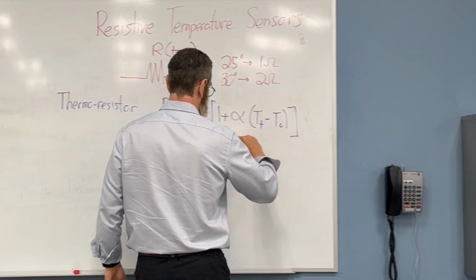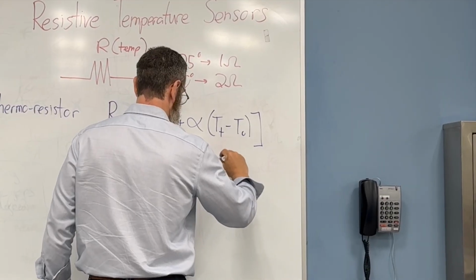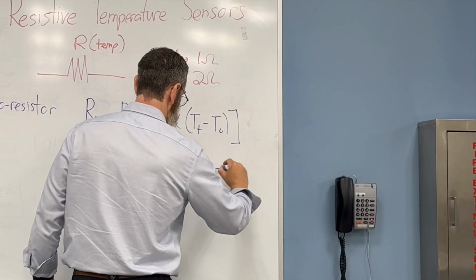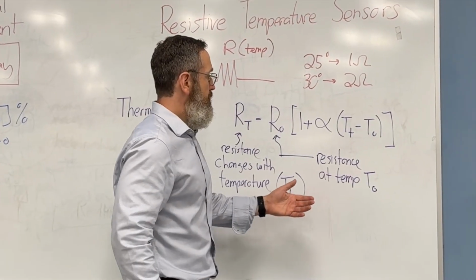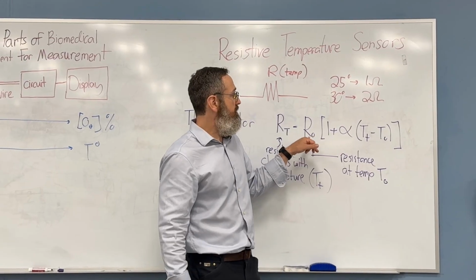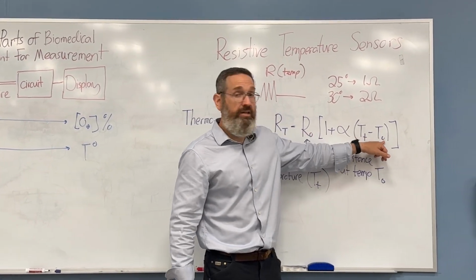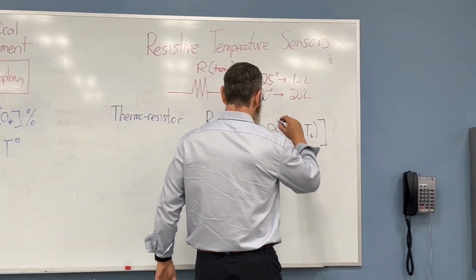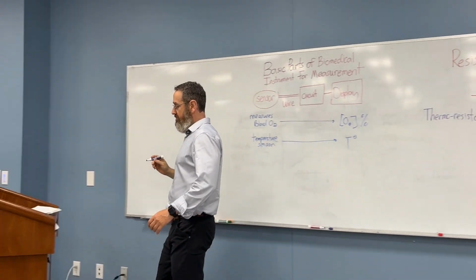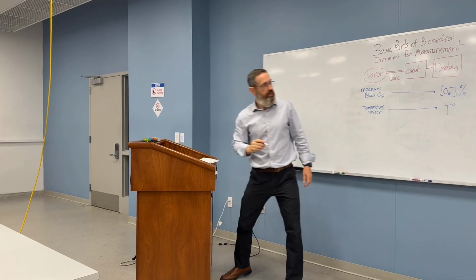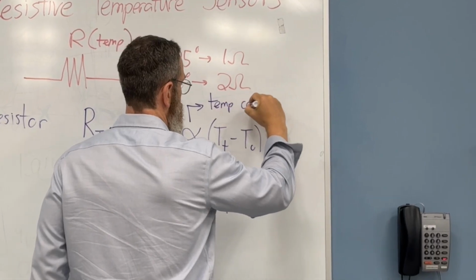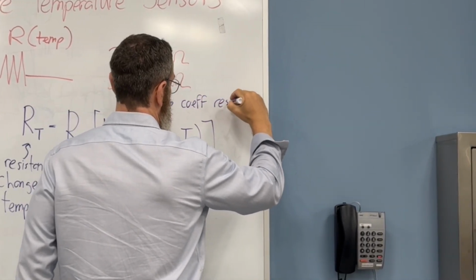R sub 0 is the resistance at temperature T sub 0. For example, it may be the case that at 25 degrees, right, the resistance is 1 ohm. And so that would be plugged into here and here. And finally, alpha is the temperature coefficient of resistivity. So we'll call it the temperature coefficient of resistivity.